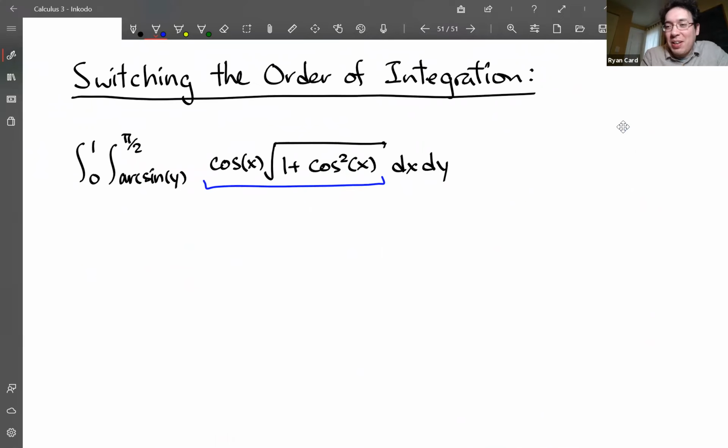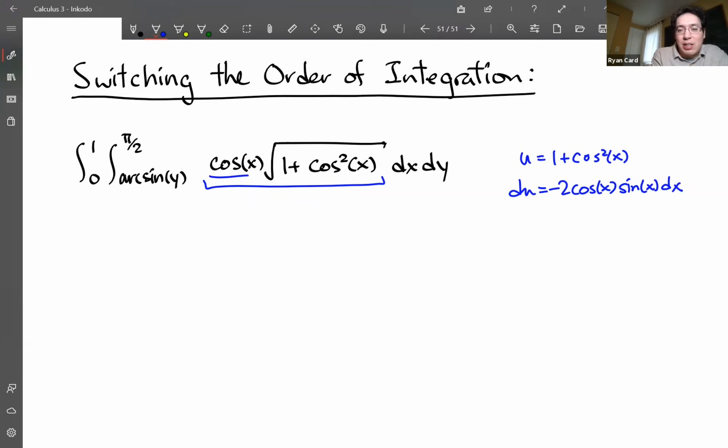it's not clear how to integrate this. Well, actually, you might try u substitution. You should set u equal to 1 plus cosine squared, but if you try to do du, by chain rule, you have to multiply by a negative sign. And you think, well, there's cosine dx, but there's no sine, so I can't complete the u substitution. Okay. So you get stuck, right?